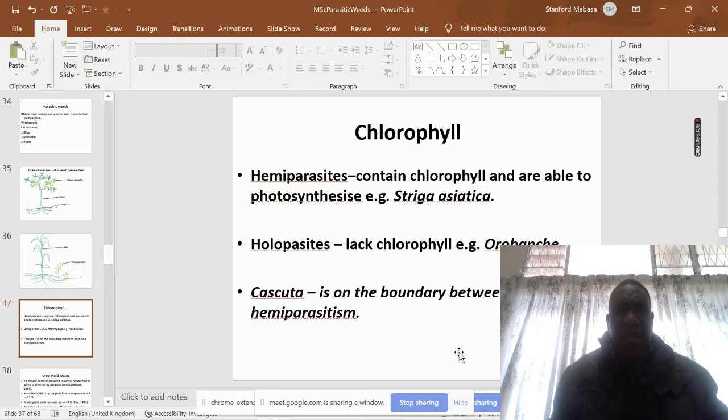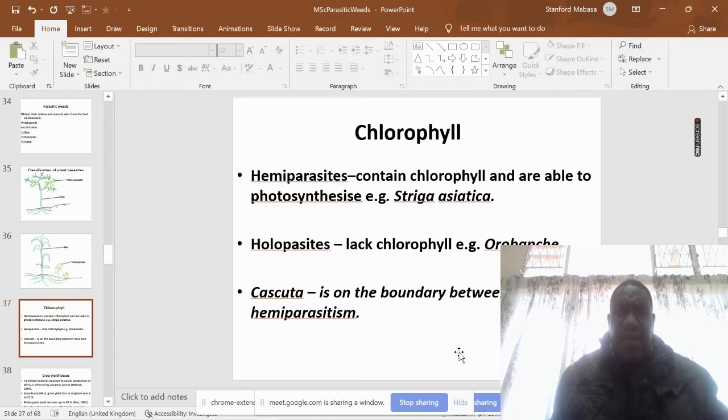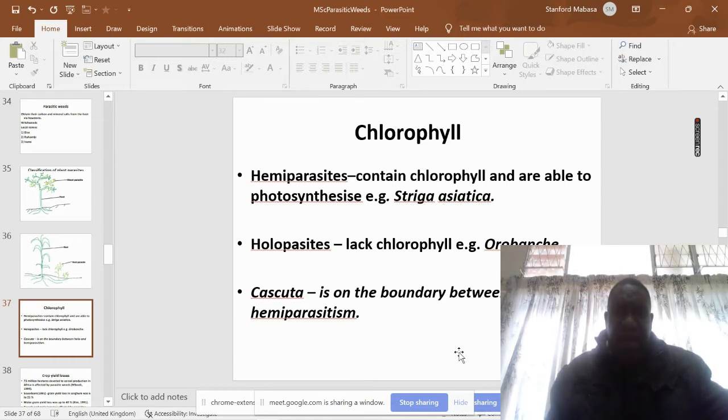Orobanche can attack tomatoes and horticultural crops, and as I have indicated earlier in the slides, these can occur in Ethiopia, Morocco, Saudi Arabia, and around the Mediterranean region. They are not yet a problem in Zimbabwe. Then we have Cuscuta. Cuscuta is the boundary between holo and hemiparasitism. It has a bit of chlorophyll.